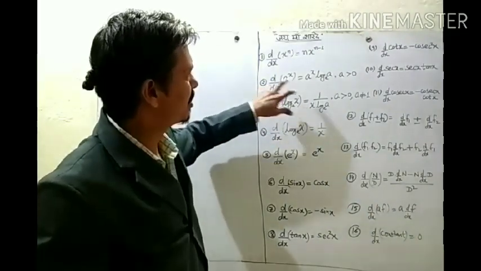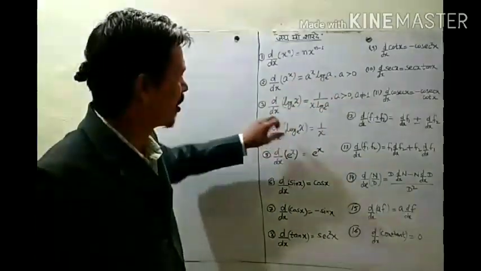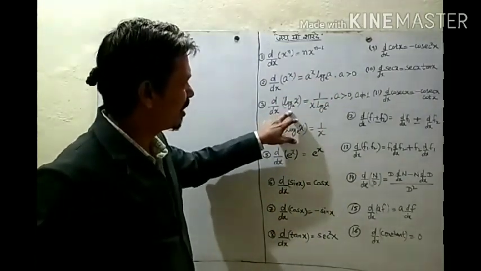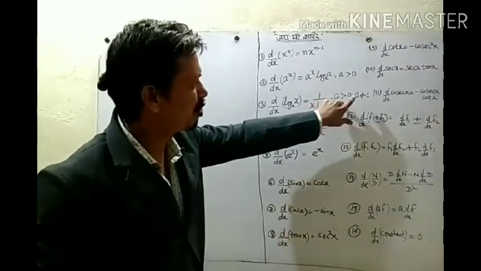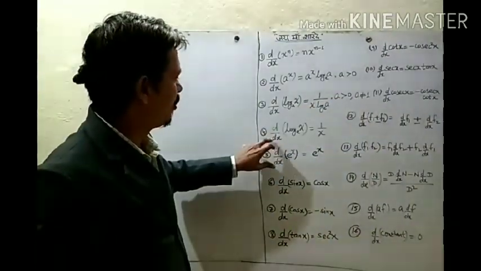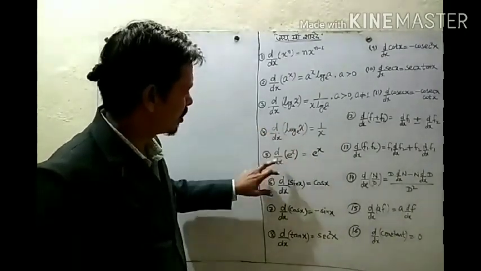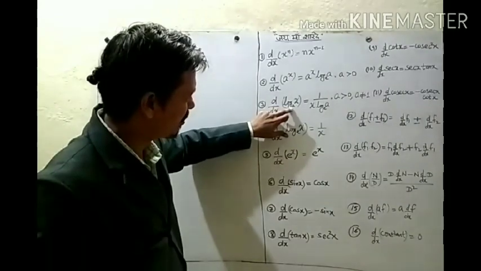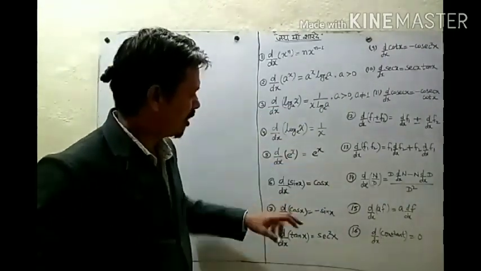Derivative of a to the power x is a to the power x into log of a to the base e, where a should be more than 0. Derivative of log of x to the base a is 1 upon x into log of a to the base e, where a is more than 0 and not equal to 1. The derivative of log of x to the base e is 1 upon x. Difference is here: here base is a and base is e. Derivative of e to the power x is e to the power x only.